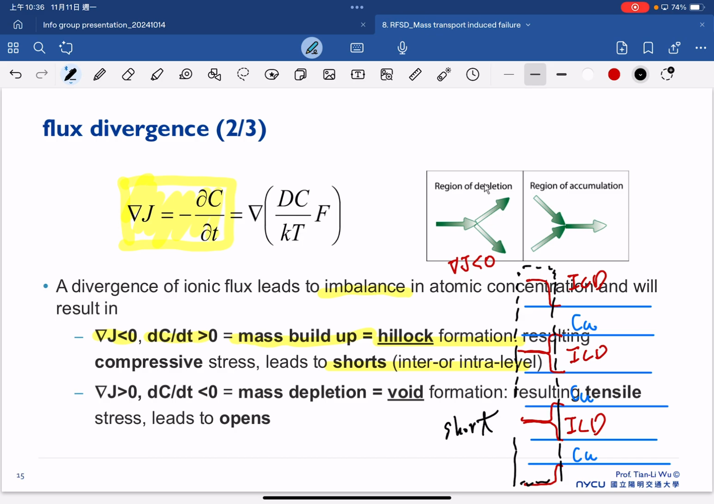And once we have the interconnection lines shorted with each other, basically your chip has completely failed, because now you don't have a clear signal. You cannot bias in the place you want. You cannot have the signal correct as you expected, because now everything is mixed up with each other. On the other hand, if we consider the current gradient is larger, it's positive, that means this case.